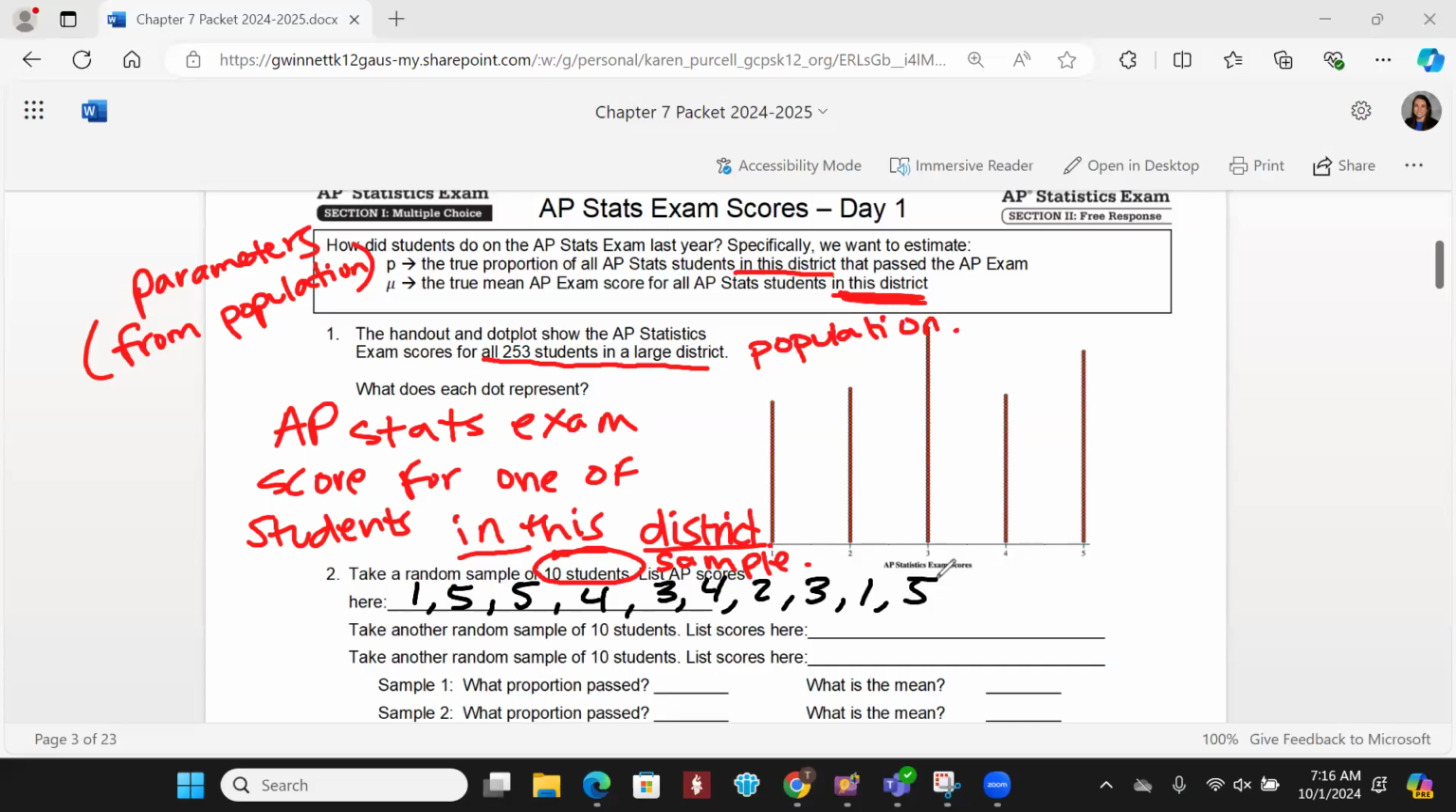Then we're going to take another random sample. And that's going to be 1, 4, 1, 4, 5, 1, 5, 4, 2, 4. Right, and then let's take another sample. And that's going to be 1, 5, 3, 2, 5, 5, 2, 5, 4, 4.